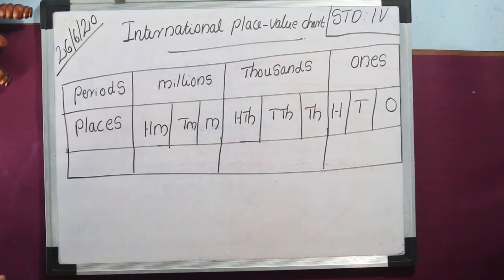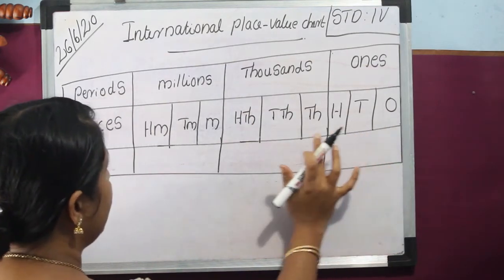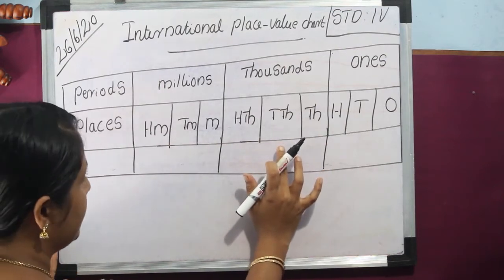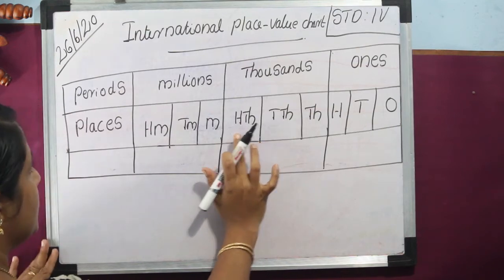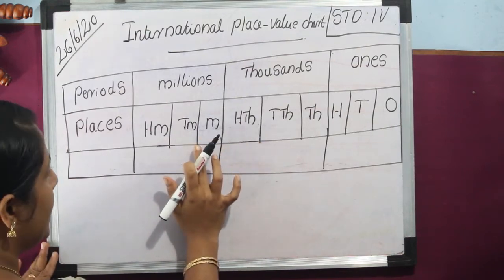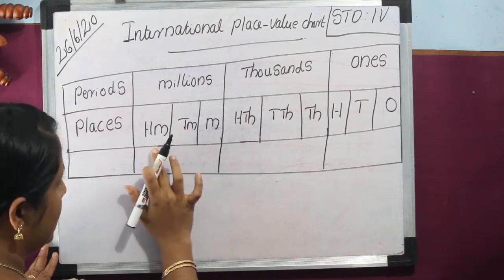In the ones period, there are three places: ones, tens, hundreds. Then in the thousand period there are three places: 1,000, 10,000 and 100,000. Last is the million period. In the million period there are also three places: million, 10 million and 100 million.